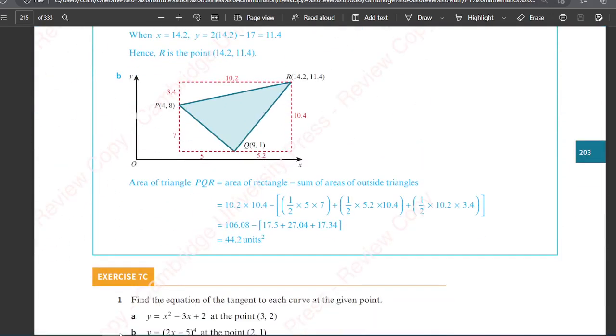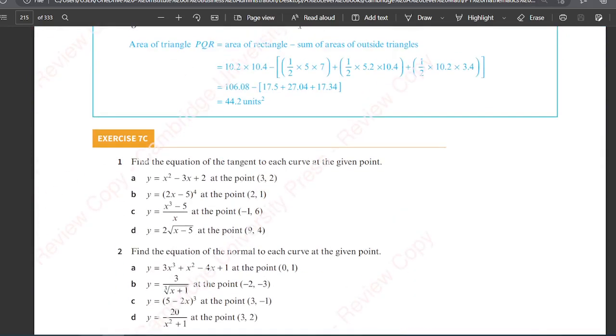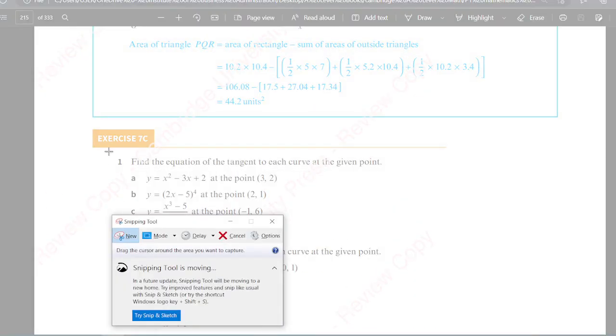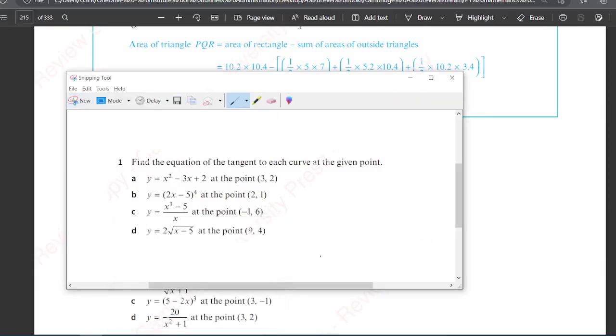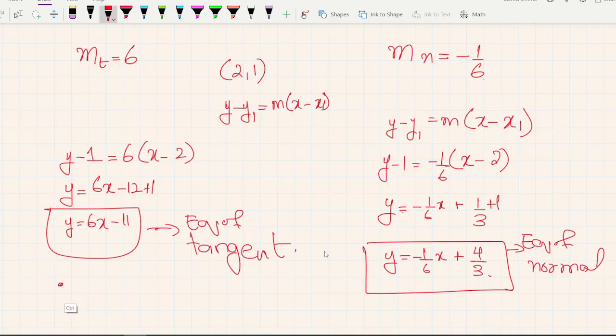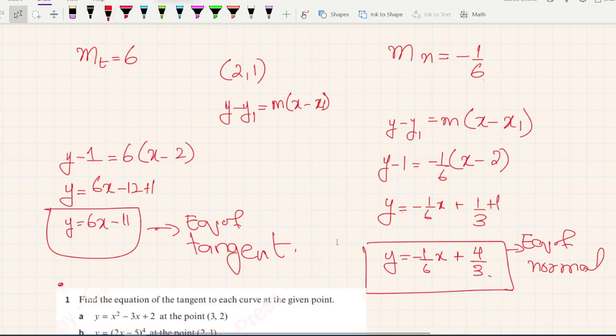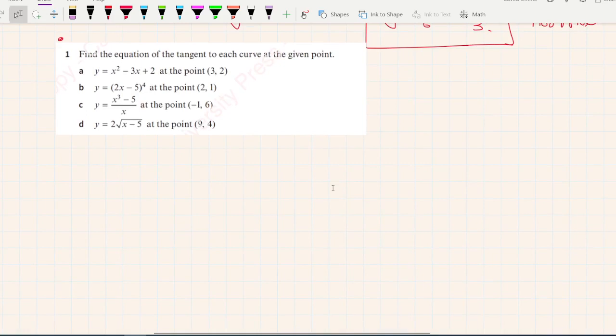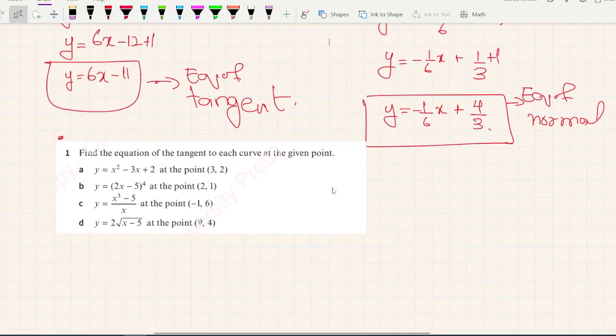Okay. Now what you have to do is question number 1 of this exercise 7c. You can pause this video right now and try to do these questions. You have to find the equation of the tangent to each curve at a given point. So now you can pause the video.